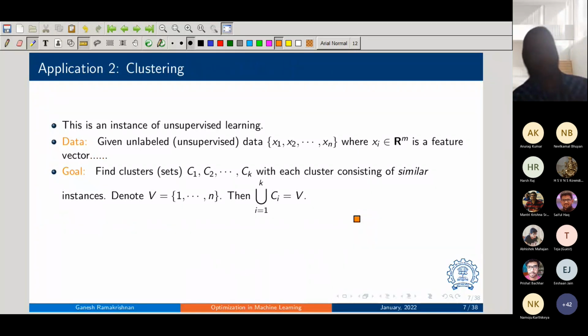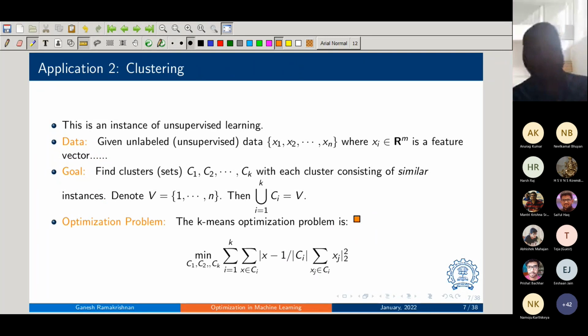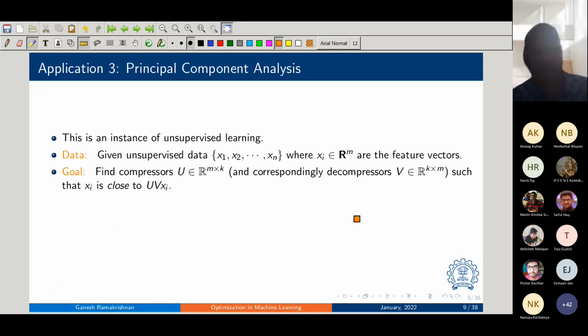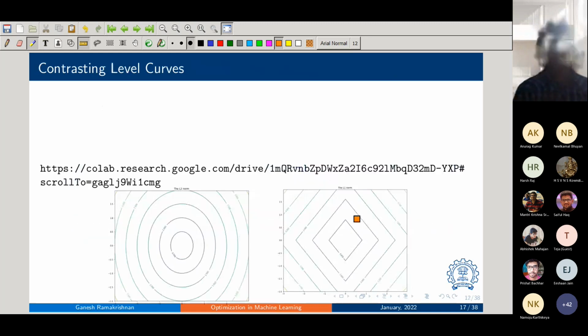Sir, what is relative drop? Which slide did you see that in? The lasso slide. Lasso slide, okay.